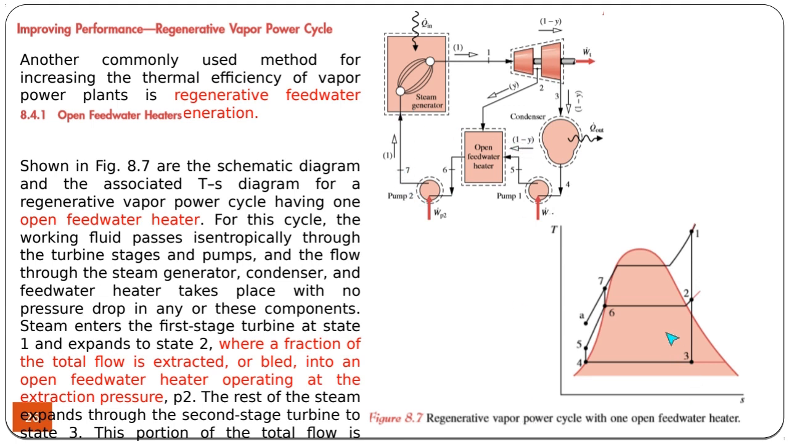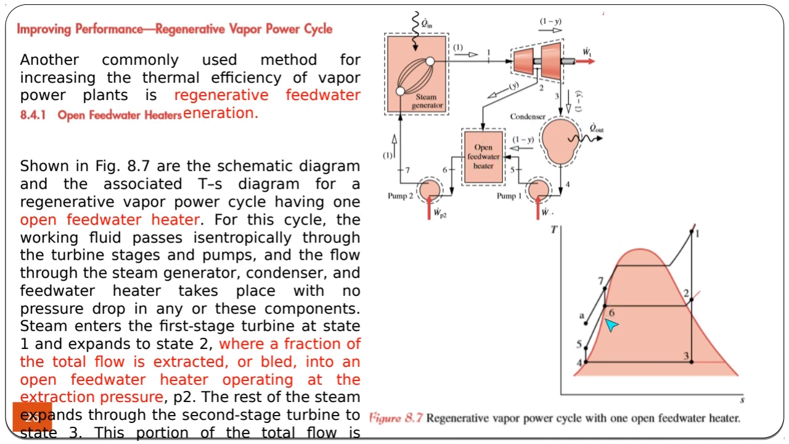So let's take a look at here. As you can see, the 2 and the 5 are combined to have 6. So 2 is superheated, here we have superheated vapor. And 5 is compressed liquid, but they have the same pressure because the pump here increases the pressure of the liquid to the same pressure here. So they are mixed inside this feed water heater at the same pressure.